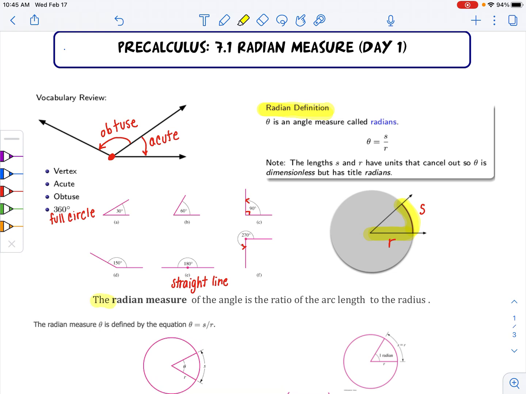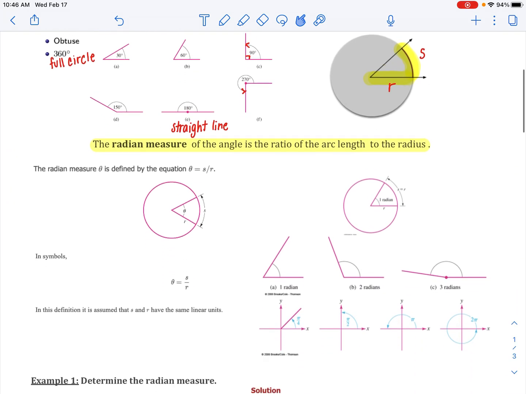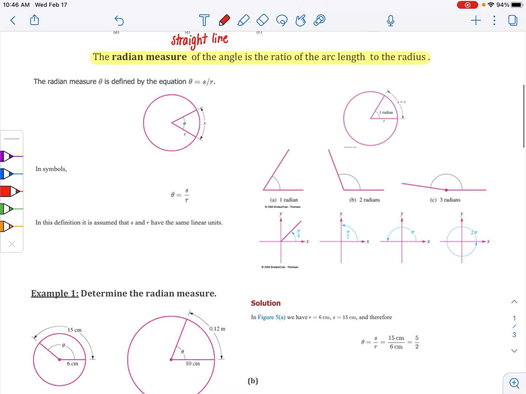So I have that written down here as well: it is the ratio of the arc length, which is S, to the radius, which is R. Okay, so everything is the same, but we get out of degrees and head into radians. I'll show you what I mean with a couple examples. So the radian measure, theta, is defined by the equation theta equals S divided by R. No matter what the arc length is, divide it by the radius, you will get the measure of that angle.